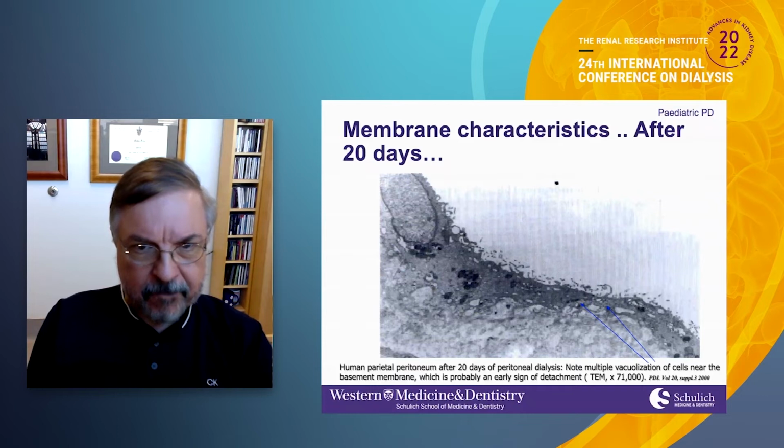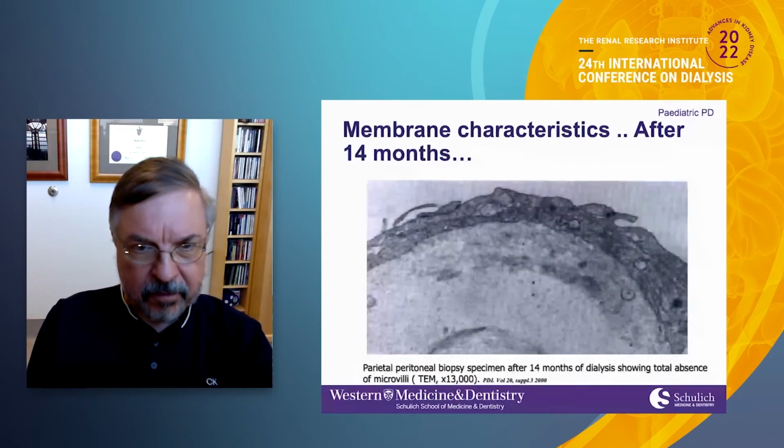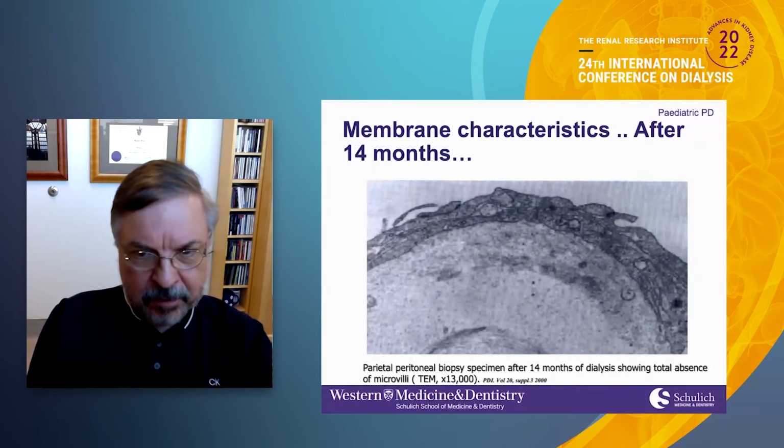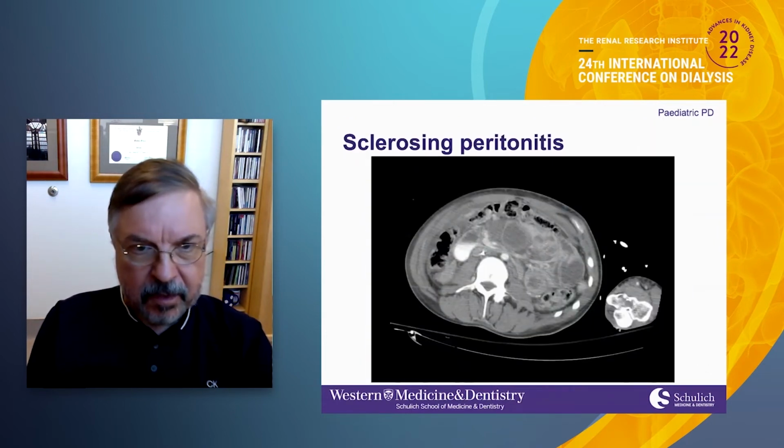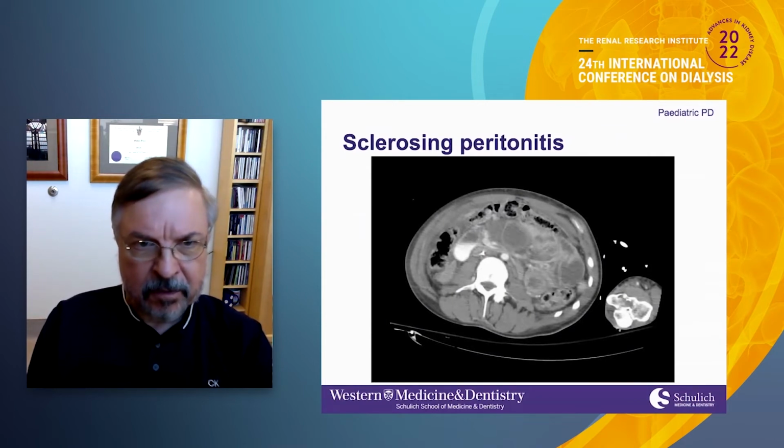And if you have long-term PD, after 14 months, for instance, then there's a total absence of the microvilli, and you may appreciate that there's actually some beginning thickening. The end product of this could be a very devastating disease, namely sclerosing peritonitis, which is basically an encapsulating peritonitis of both the visceral and the parietal layers of the peritoneum, leading to an inability of the gut to move, and if untreated, would be fatal.